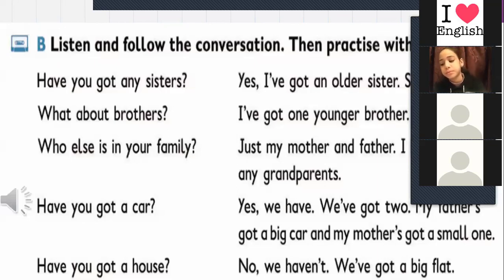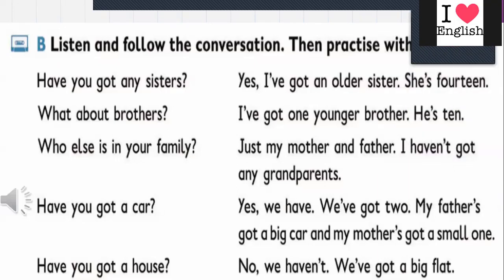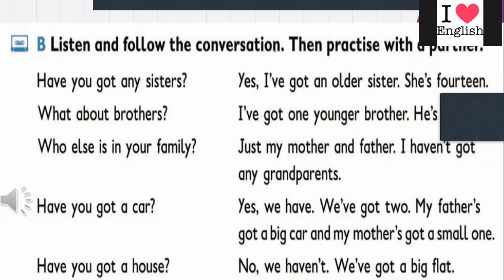Okay, now I want you to listen carefully. Listen and follow the conversation, then practice with a partner. B, listen and follow. So you have to listen and follow the conversation. Then you will practice with a partner. So we need two students to read the conversation. Okay, now listen carefully. Could you please close your microphone? And listen carefully.